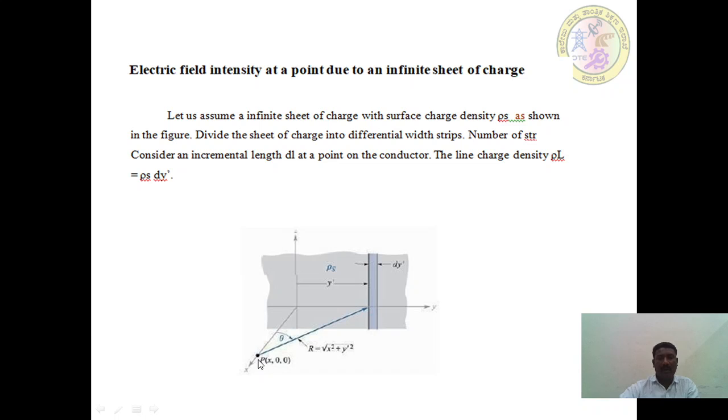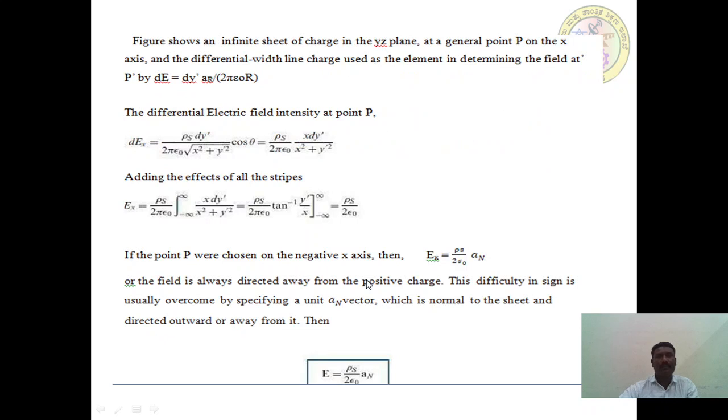See here, for the point to be considered, only the x value exists: P of x comma 0 comma 0. The y value as well as the z value is 0. The figure shows an infinite sheet of charge in the YZ plane, at a general point P on the x-axis, and the differential width line charge is used as an element in determining the field at P.